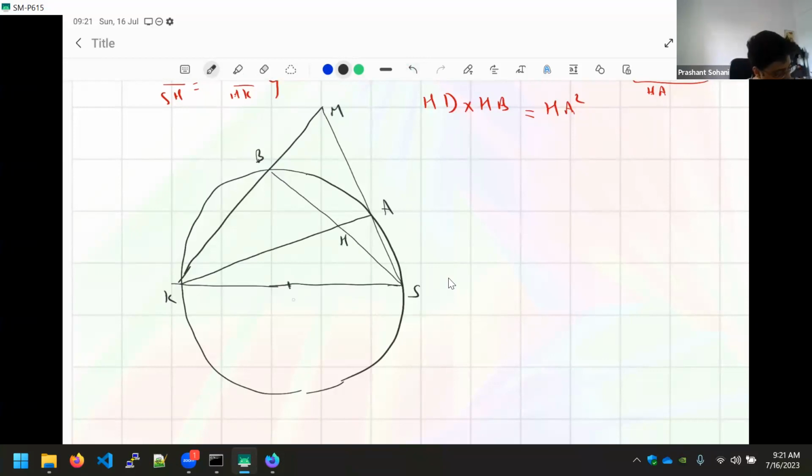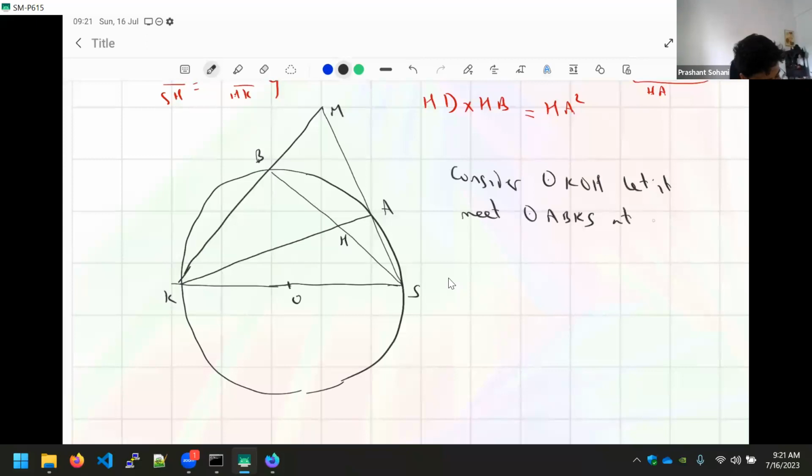So now I'm going to consider circle KOH. So consider circle KOH. And in fact, let it meet the main circle, circle ABKS, at a point P. Okay, so I'm considering this circle passing through KOH. So I won't draw the full circle, but just this part. And so this is what I'm calling point P.